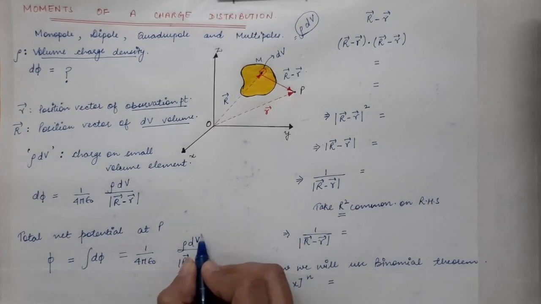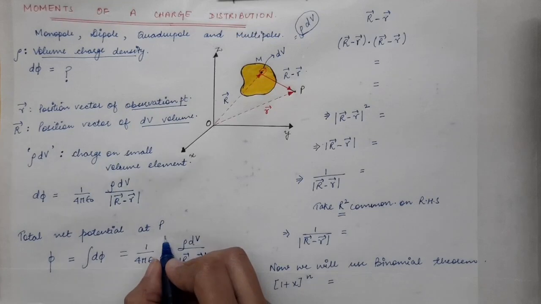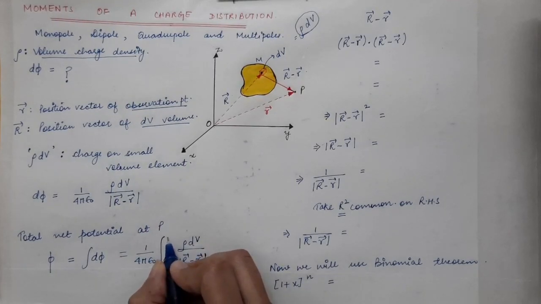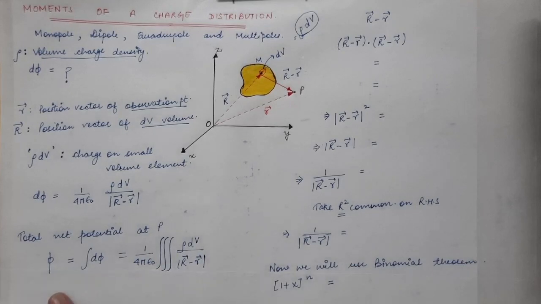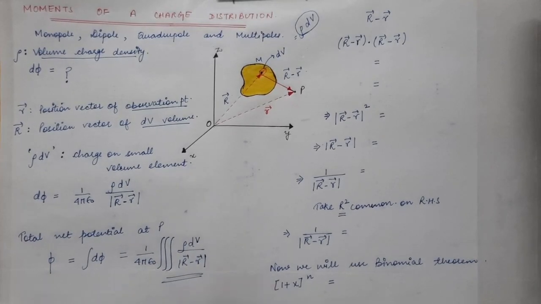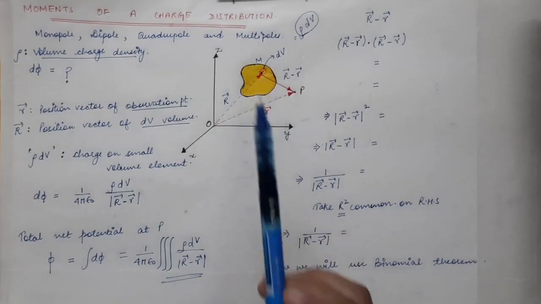But keep in mind, here we have a volume integration, here we have dV. So we have a volume element, so the integration will be over the whole volume, and hence we will have 3 integrals. So this is the net potential. This formula gives us the net potential at P point due to this whole charge distribution.